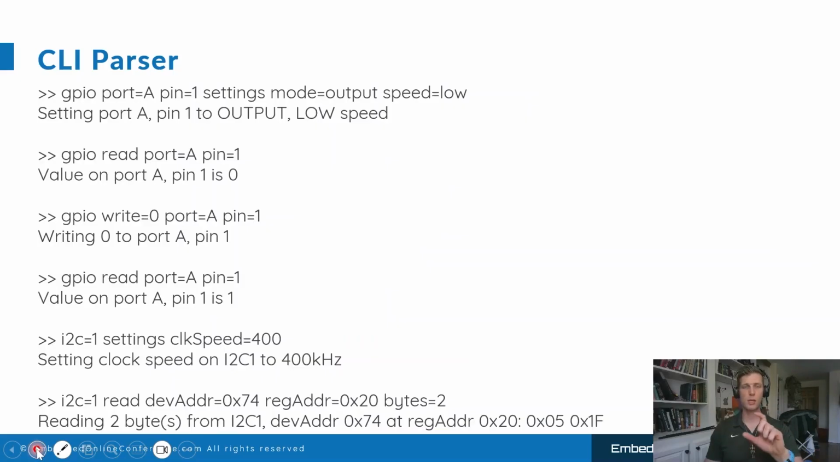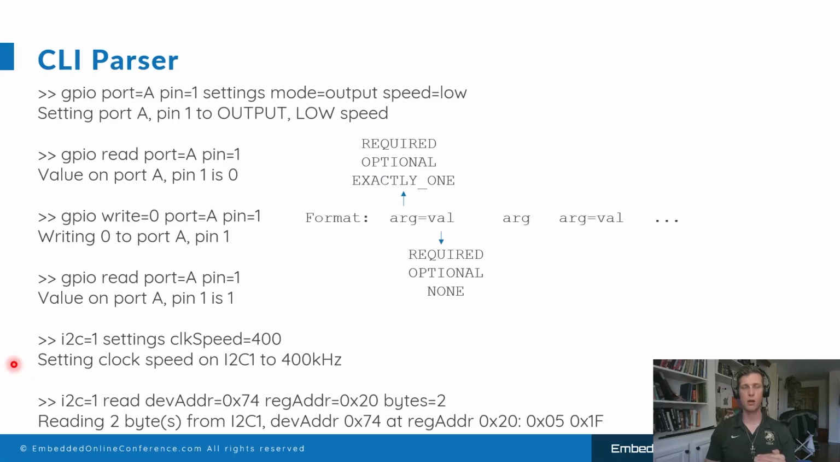To start with, I'm going to exploit some regularities in the way we're structuring our input strings. So everything is of the format either argument or argument equals value. And I want my parser to be able to handle a couple of different situations. One where my arguments are either required, optional, or of this type called exactly one, where of all the arguments that are exactly one, one of them, but no more than one of them should be specified. And also I want values to be required, optional, or none if there's no associated value.